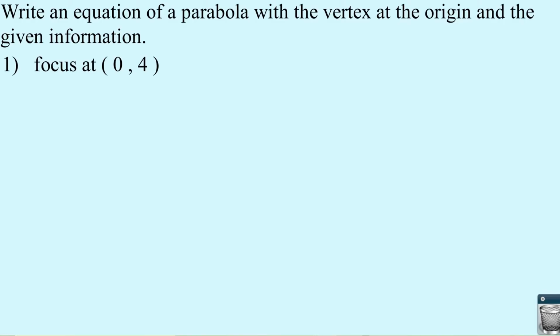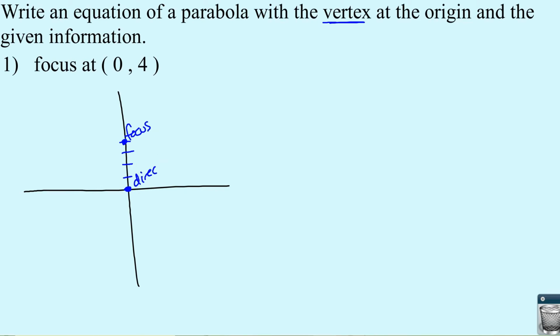We want to write an equation of a parabola with the vertex at the origin and the given information. So let's graph it, and by graph, I mean just doing a quick sketch is fine. We know the vertex is at the origin, and the focus is at (0, 4). So this is my focus, and this is my directrix. Remember, your vertex is going to go in between your focus and directrix. If I am going up 4 to my focus, then I need to go down 4 to my directrix.